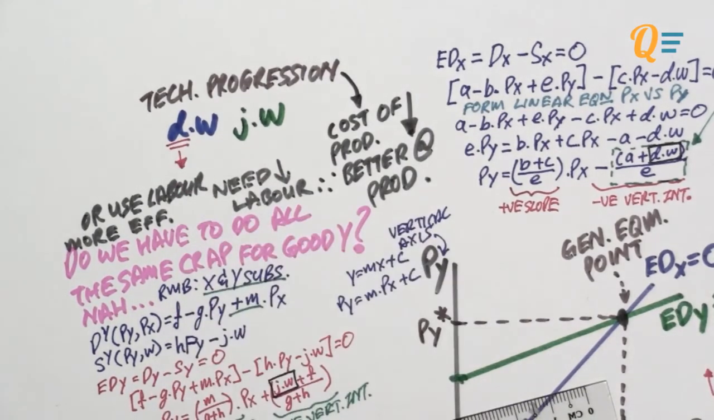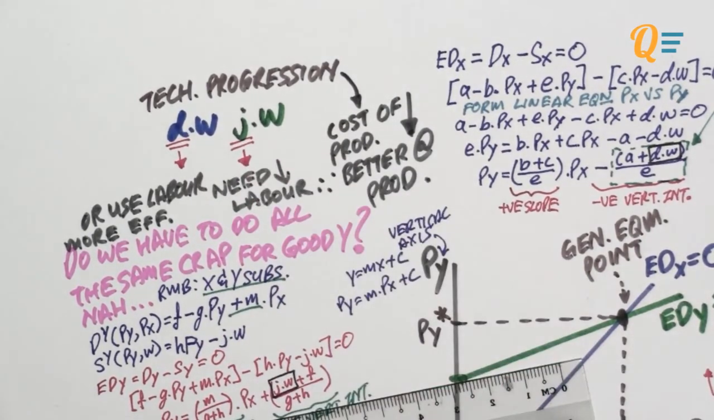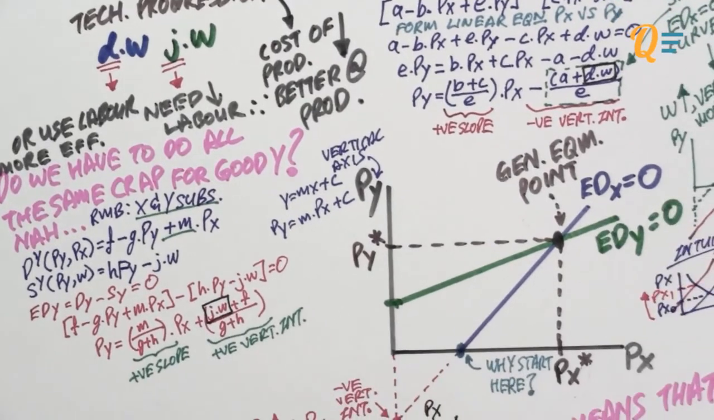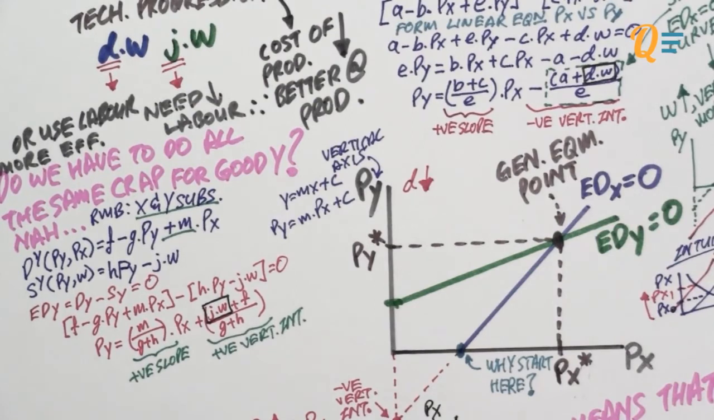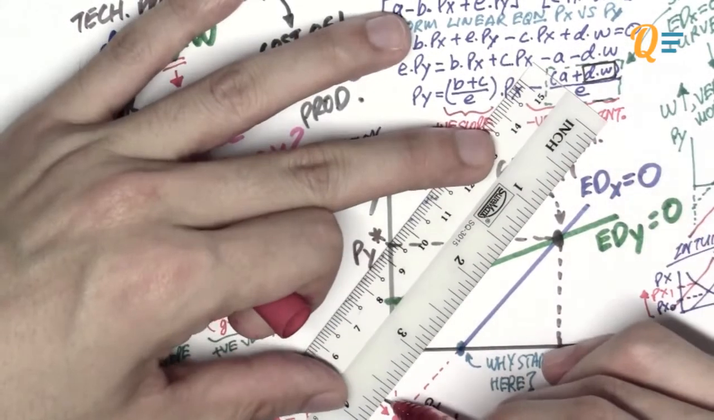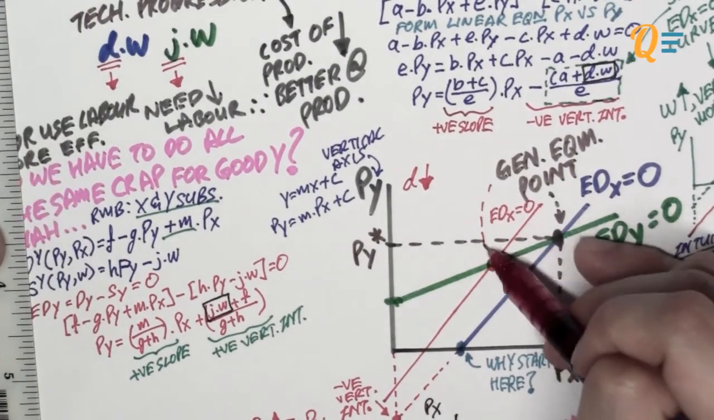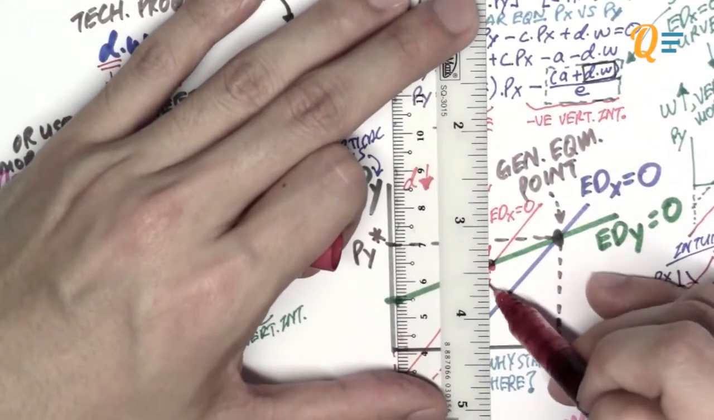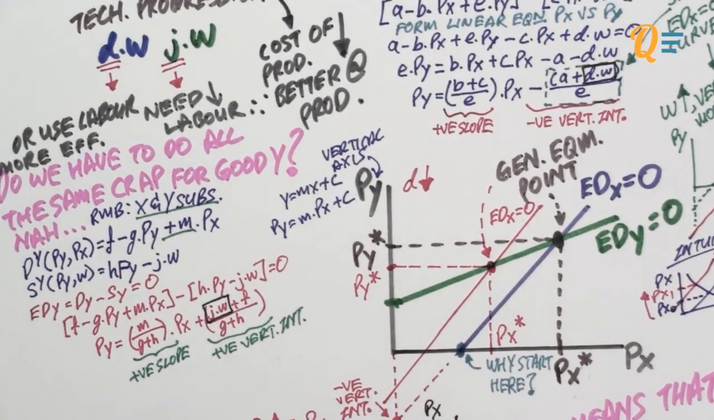So when this happens, the parameters D would fall and the parameters J would fall. Let's go back to the general equilibrium graph, and let's assume that the parameter d has fallen. When d falls, you are going to have a vertical intercept for EDX equals 0 that is less negative. So the EDX equals 0 curve is going to shift up to the red one that you see over here. So this is the new general equilibrium point, and the price of x is going to fall, and the price of y is going to fall as well.